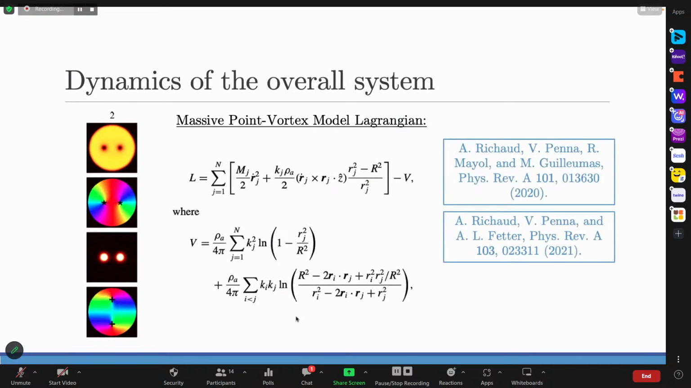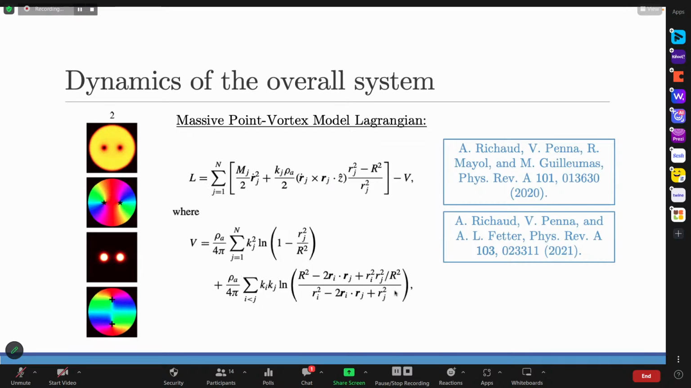To approach the problem from a more quantitative point of view, we resorted to the so-called massive point vortex model, which is a model that I've been working on for three or four years now. It's something that I developed together with my former PhD supervisor, Vittorio Penna, two Spanish colleagues, Ricardo Mayol and Montserrat Guilleumas from University of Barcelona, and especially with Professor Sandy Fetter from Stanford.